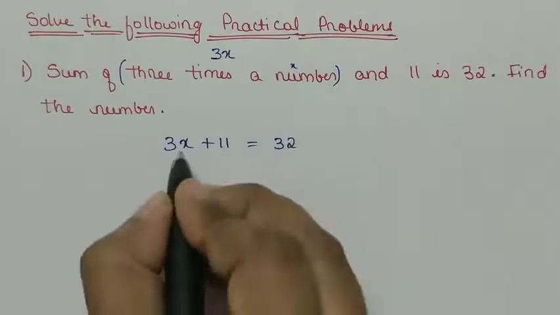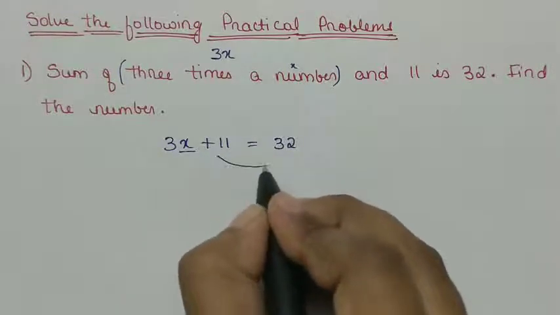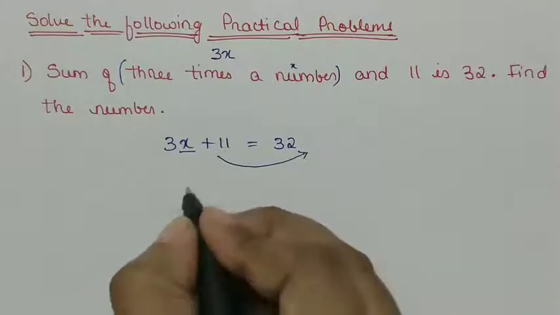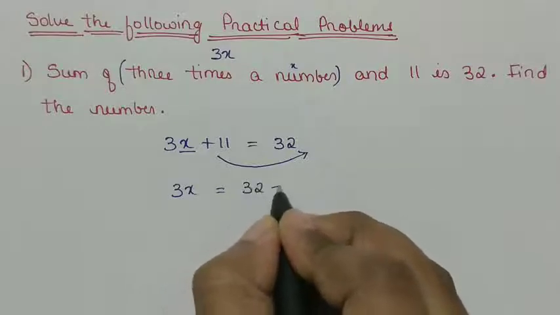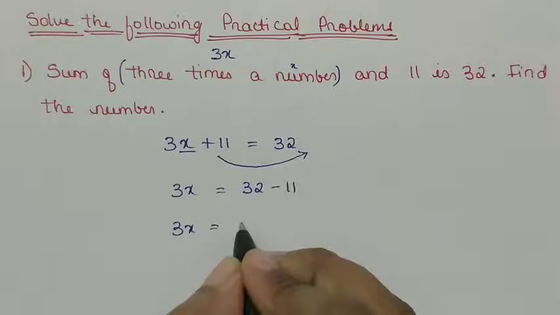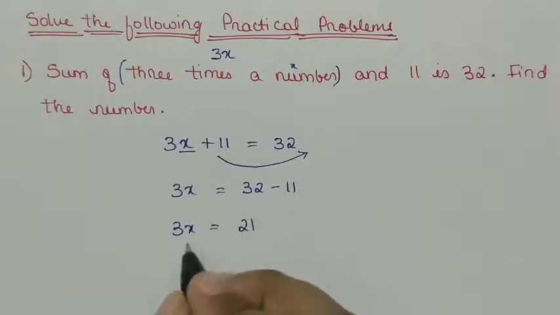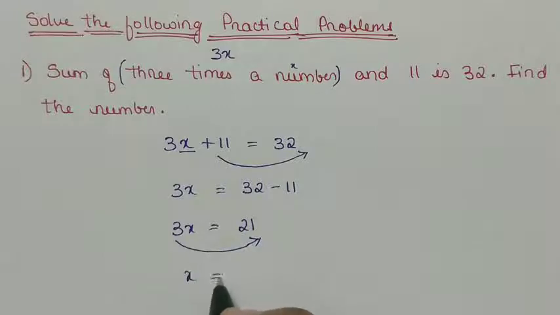Now find the value of x. For that, transpose 11 to RHS. 3x is equal to 32 minus 11. 3x equal to 21. Now transpose 3 to RHS. x equal to 21 by 3.